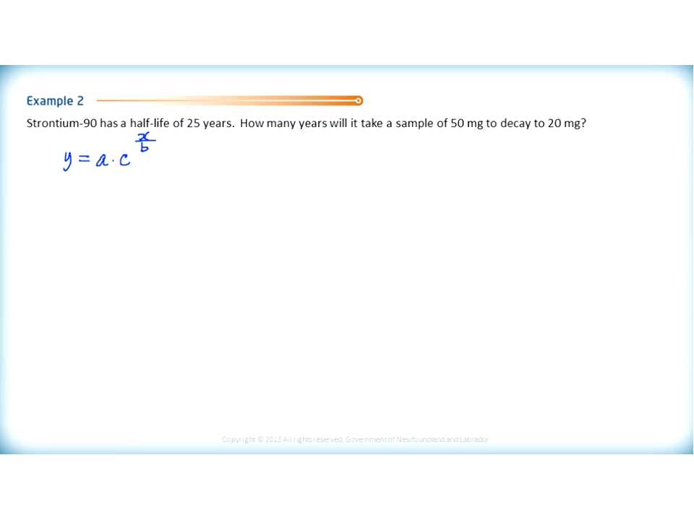We know that the initial value of strontium-90 is given to be a equals 50 milligrams. The value of c here will equal 1/2 because we are dealing with the half-life of a substance. And the value of b here is equal to 25 years because we are told that strontium-90 has a half-life of 25 years. So now we can set up the equation so that we have y equals 50 milligrams multiplied by 1/2 raised to the power of x over 25.